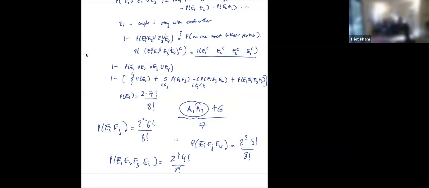So now you just plug these numbers in and do the sum. And unlike the hat problem, once you throw in the number of terms, there's not much simplification going on. So we'll just leave the sum like that. Okay, any question?